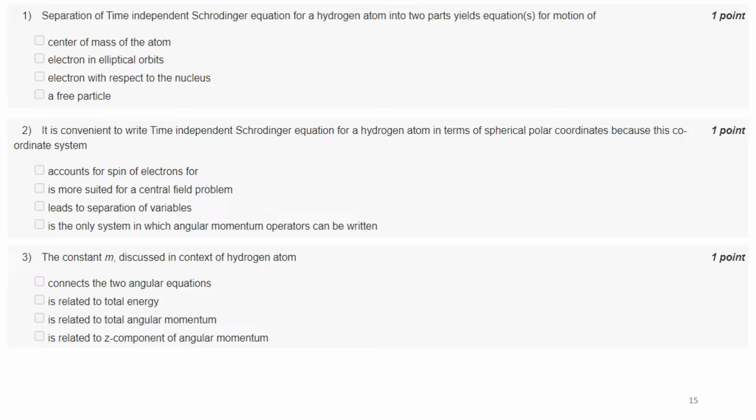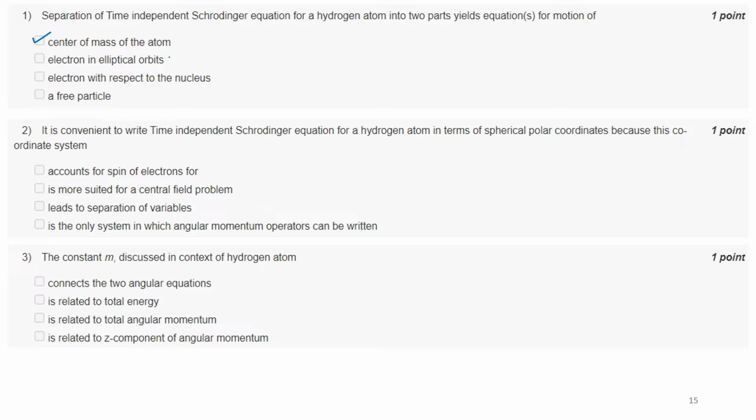So the first question is on the separation of the time. These problems will only be based on what we just discussed and what Professor Datta has taught us in the lectures. So let us solve these assignment problems. The first problem says the separation of the time independent Schrodinger equation for a hydrogen atom into two parts yields the solution or equation of motion of, obviously, the center of mass. The first option is right.